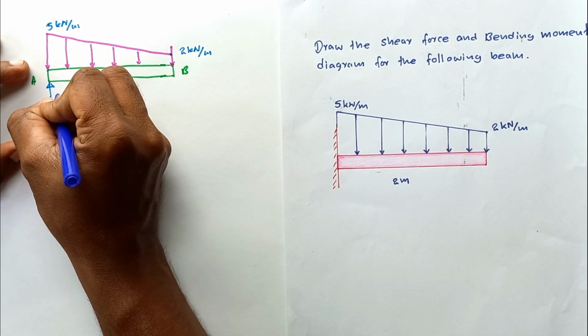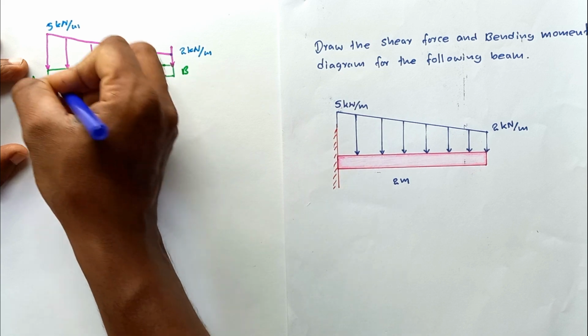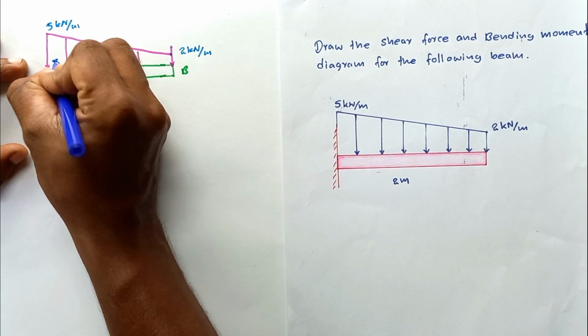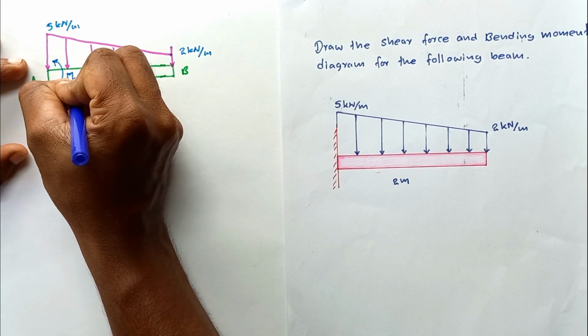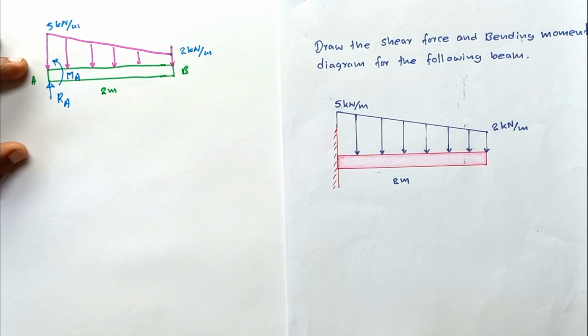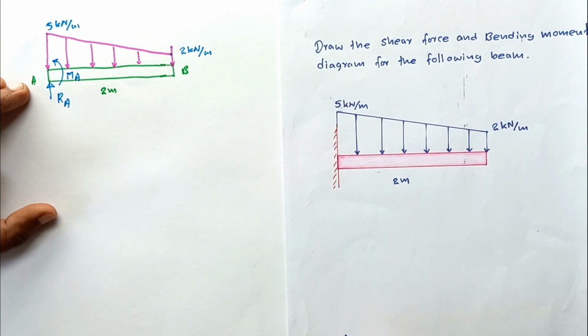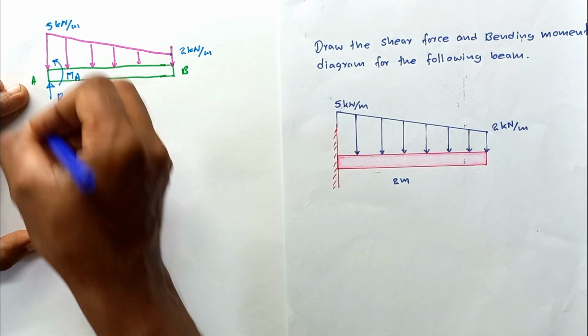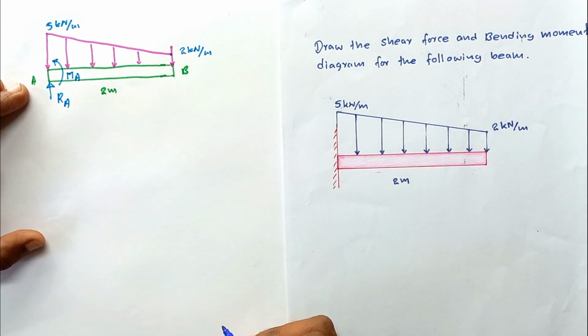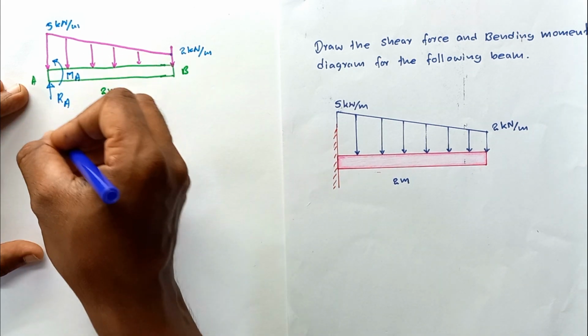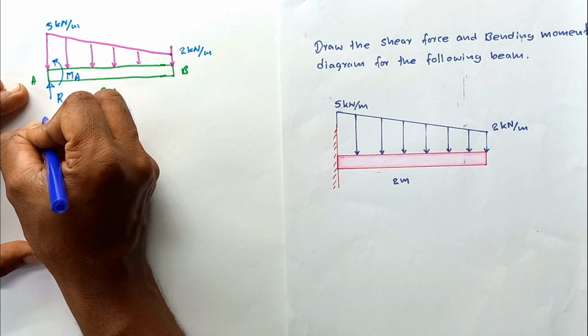Let's take this one as RA. Let's take this moment as MA. Okay, this is the free body diagram for the entire beam. Let's determine this RA and MA first. To determine RA and MA, I am going to resolve the forces in the vertical direction.